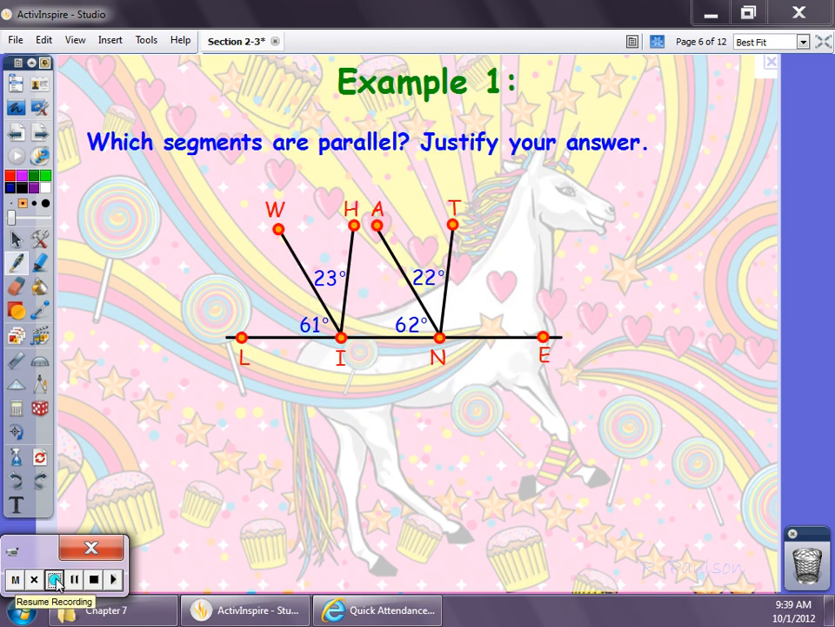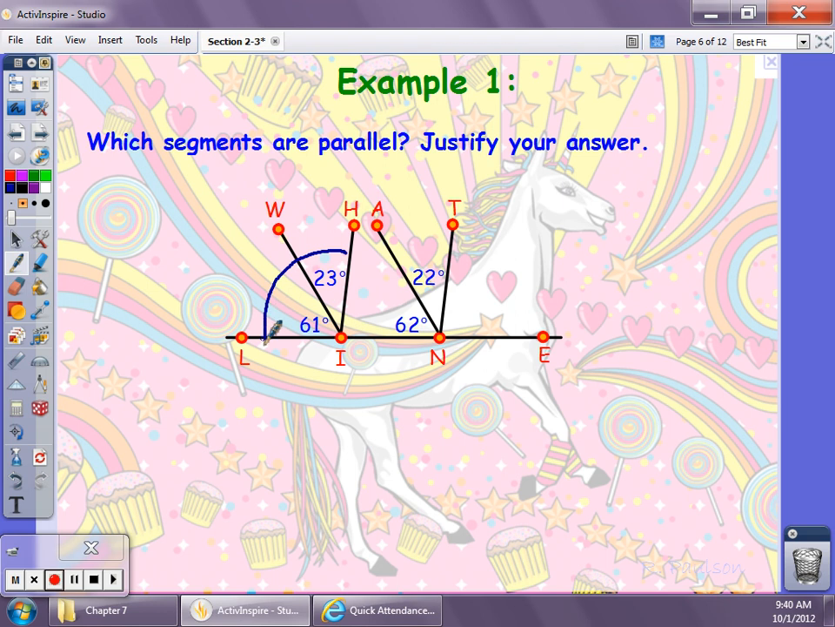Now let's take a look at a couple examples. So based on this diagram, which segments are parallel, and I'm going to ask you to justify your answer. So the first thing we're going to look at is the measure of angle HIL, which is this angle right here. And if we add 61 degrees and 23 degrees, we can see that the measure of angle HIL is equal to 84 degrees. If we look at the measure of angle TNI, which is right here, and we add 62 plus 22, we can also see that the measure of angle TNI is 84 degrees.